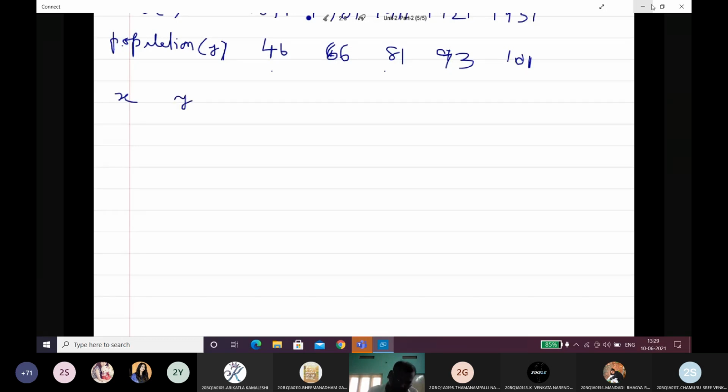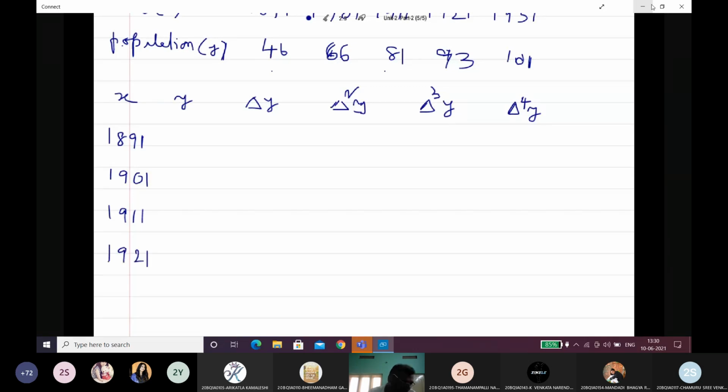First we have to prepare Newton's forward difference table, which serves both. It has X, Y, delta Y, delta square Y, delta cubed Y, and delta power 4 Y. Now write down the values here: 1891, 1901, 1911, 1921, 1931. The corresponding Y values are 46, 66, 81, 93, and 101.